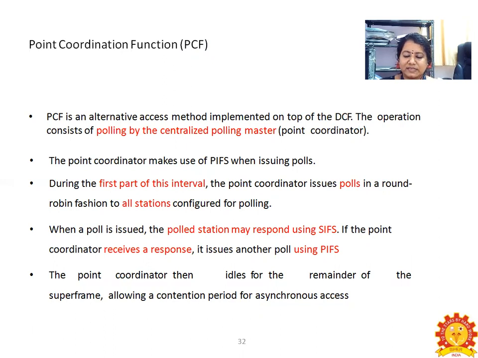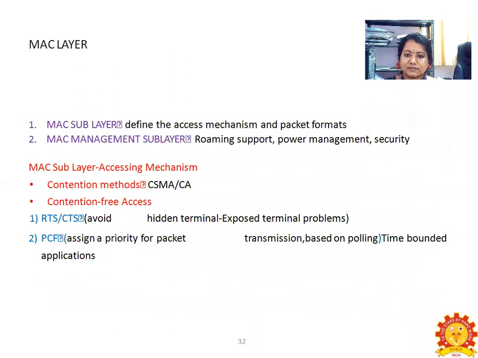During the first part of this interval, the point coordinator issues polls in a round-robin fashion to all stations configured for polling. When a poll is issued, the polled station may respond using SIFS. If the point coordinator receives a response, it issues another poll using PIFS. The point coordinator then idles for the remainder of the superframe, allowing a contention period for asynchronous access.